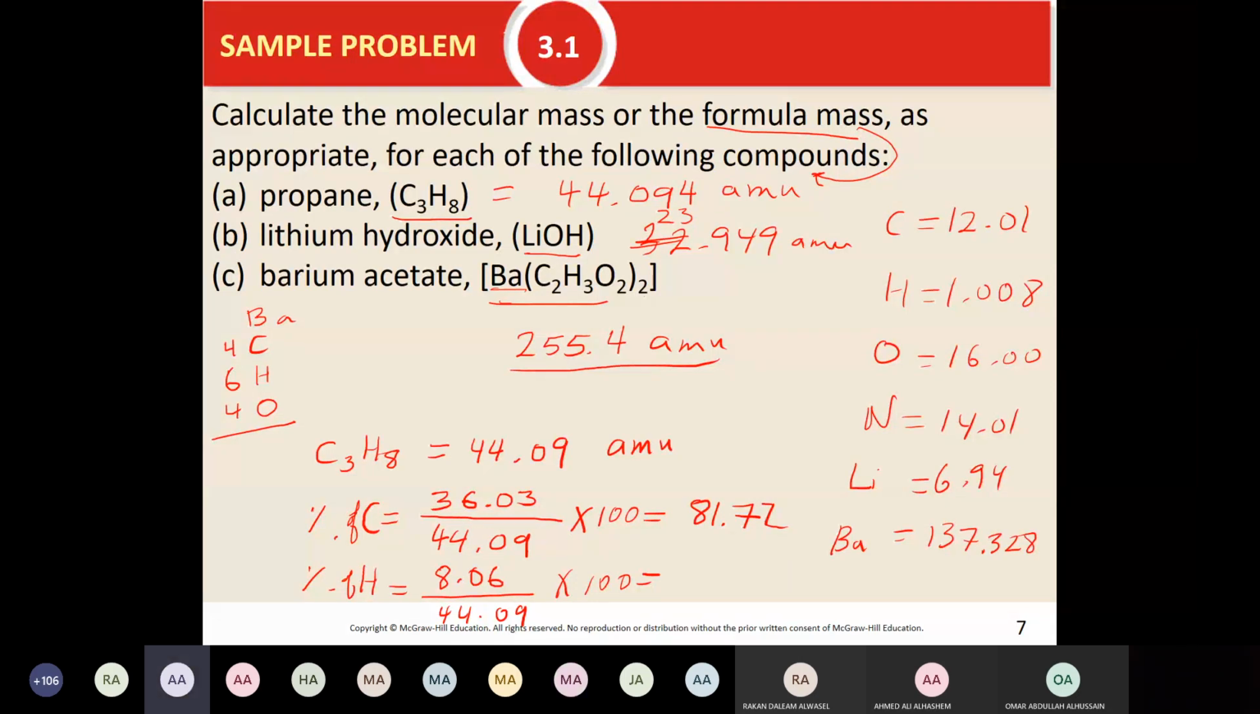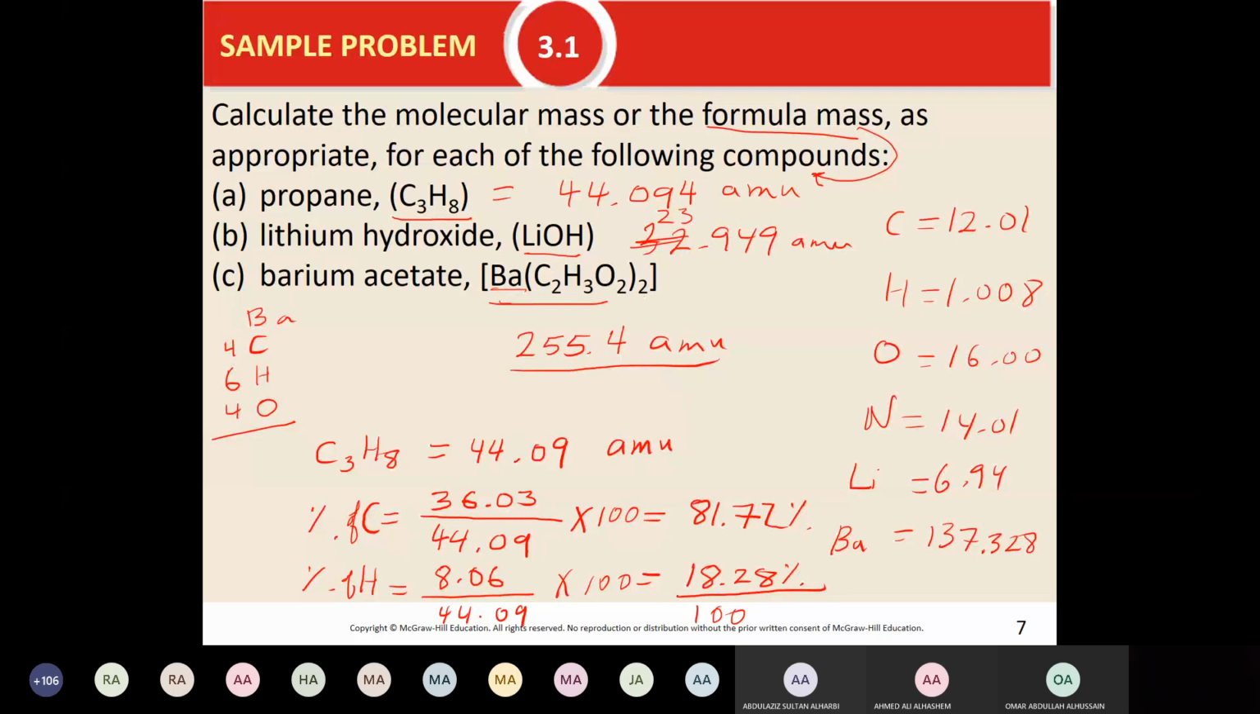What's the percentage of hydrogen? 18.28. Excellent. 18.28%. Good. What's the total of these two? 100. It must be 100. Is this clear? All right. Very good. I hope this is clear.